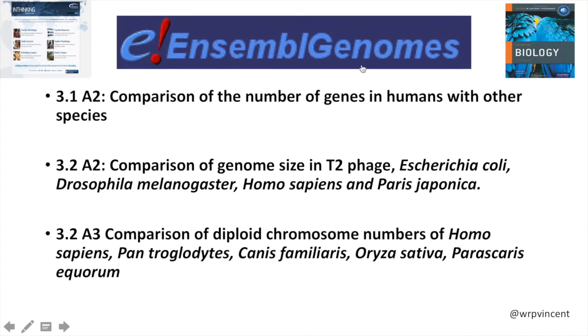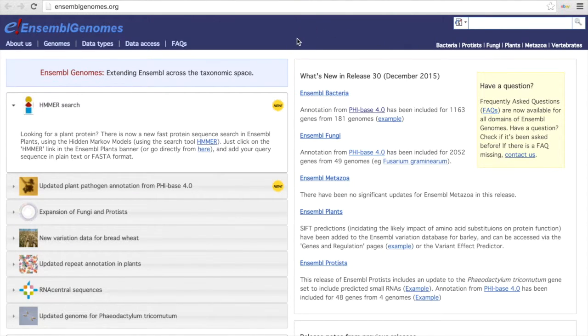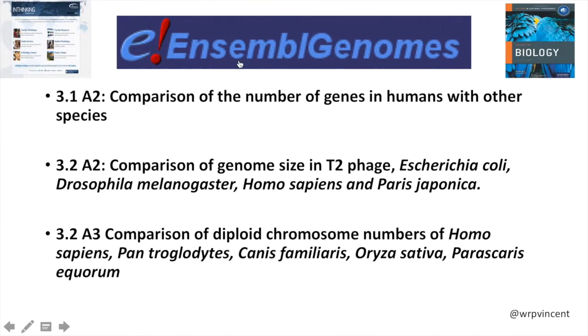We can use that database then by going back to the top here to look at the bacteria or fungi, whatever it might be, the particular species that we want to look at. So Escherichia coli will be in the bacterial area, Drosophila melanogaster is in the metazoan area, and so on and so forth.